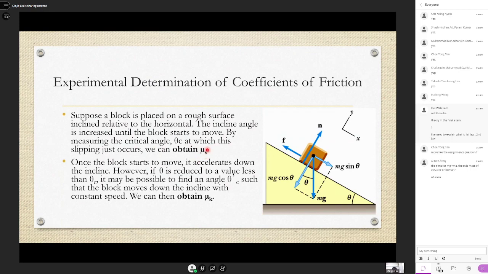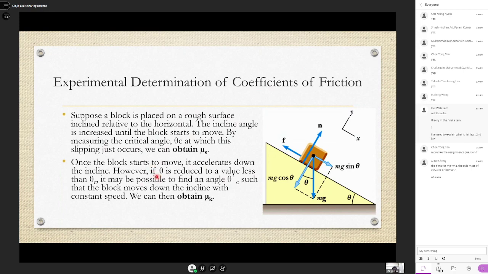You break off the static already. So that value is associated with this mu s. Later we will see what is the equation that's involved. But this value is associated with the static part. Once the block starts to move, it accelerates down the incline. So continuing from the scenario, when it reaches the angle, it will start to accelerate downwards. Accelerate means it will speed up.